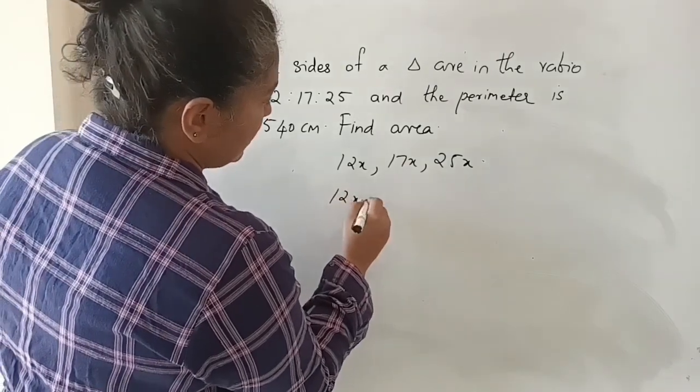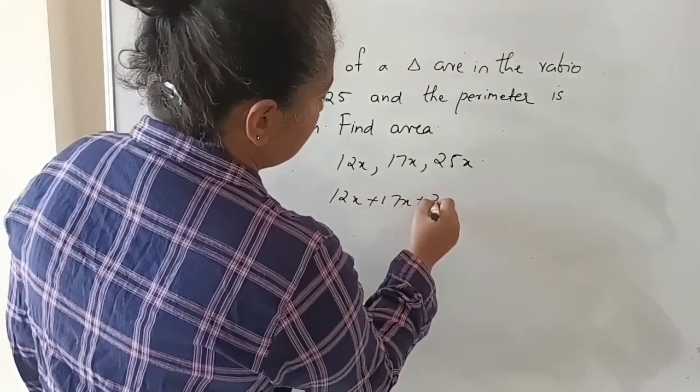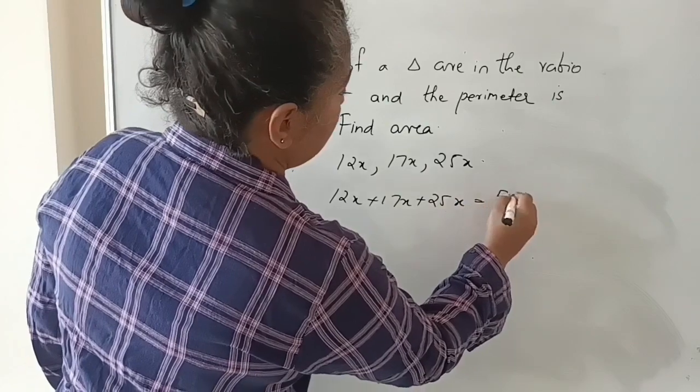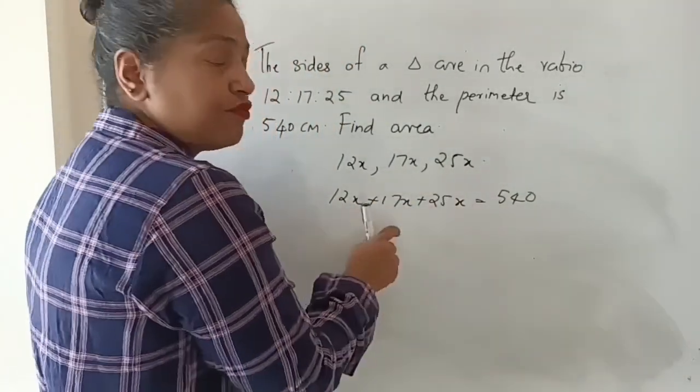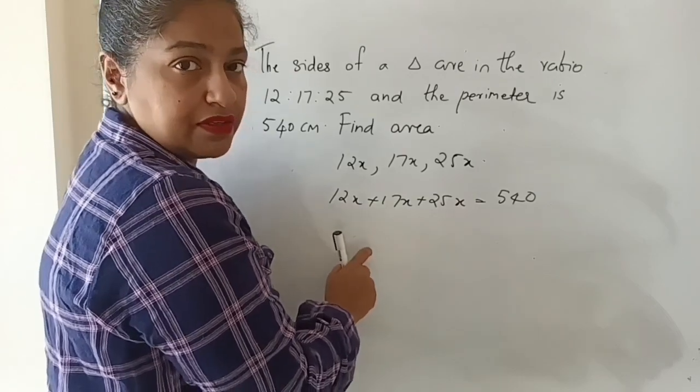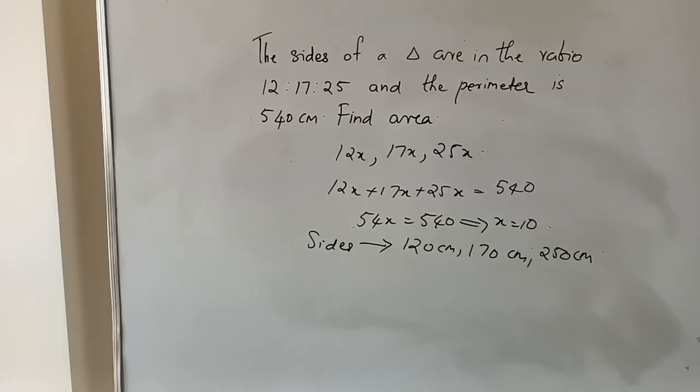Now the sum of all the three is 540, which is the perimeter. Now from this we can find out the value of x. So here you can see that all the three add up to 54x and that is equal to 540. So we can find out the value of x and that gives us 10. Now we can find out the measure of the individual sides of the triangle, which is 12x becomes 120, then 170 and 250.